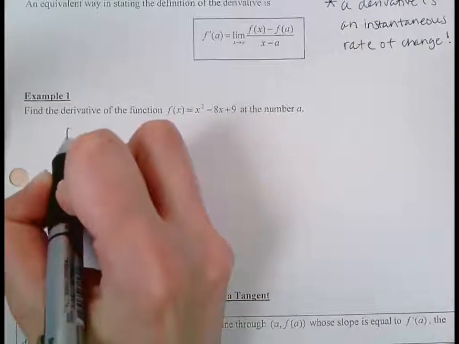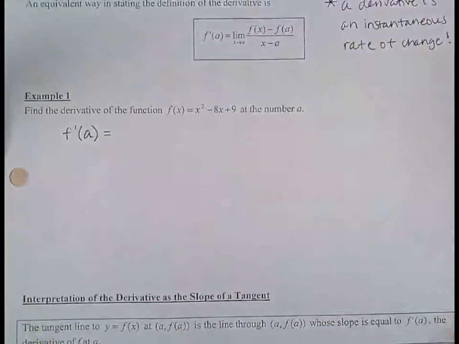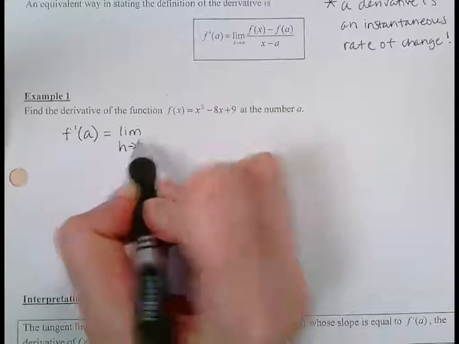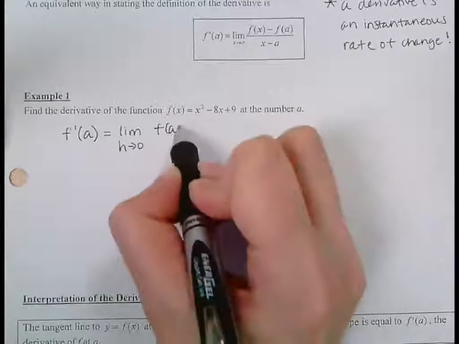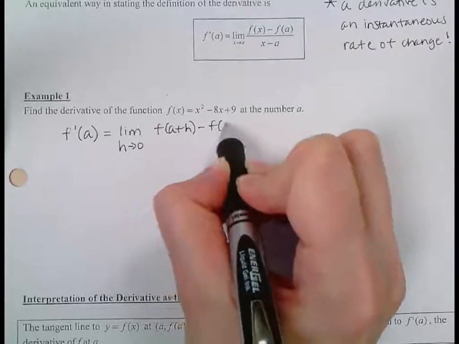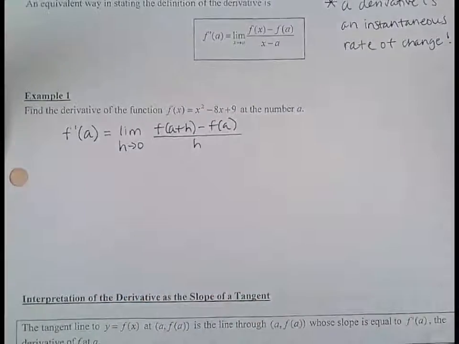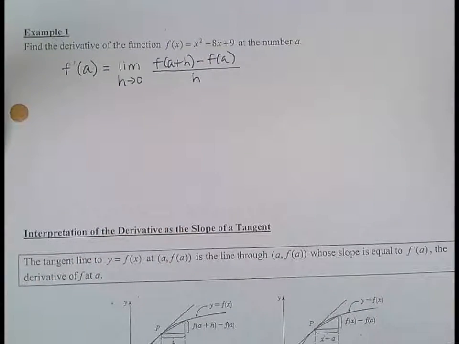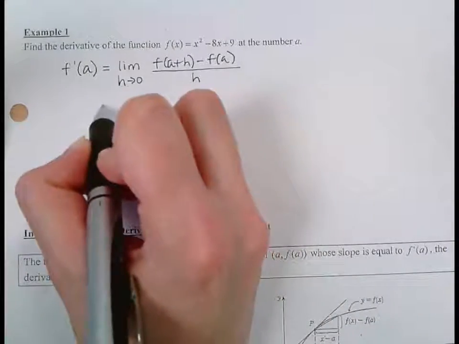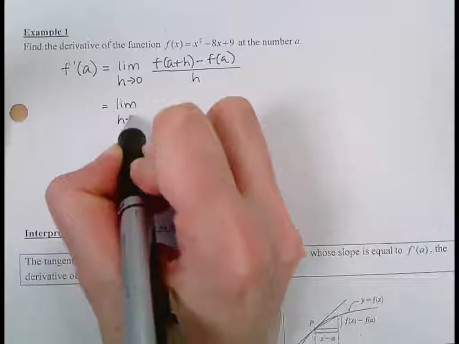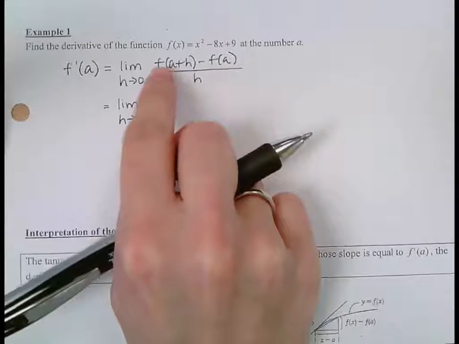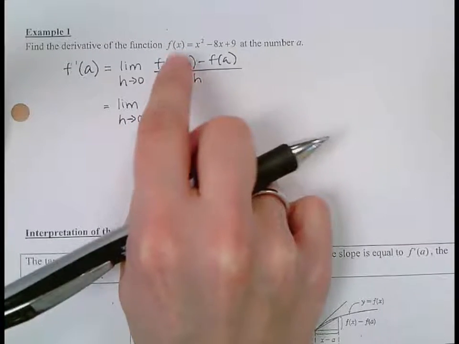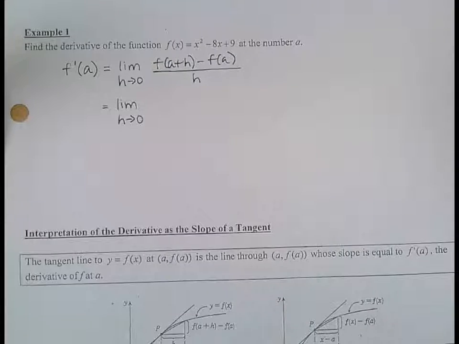So f prime of a will equal, I'm just going to write down the formula first so I have it all on the same screen here. That way I can move this up. Okay, so this is just the definition of what f prime of a is equal to, the limit that we've been working with. So then I'll have the limit as h approaches 0 of, and then remember f of a plus h, this is your function f of x evaluated at a plus h. So all of the x's are replaced with a plus h.